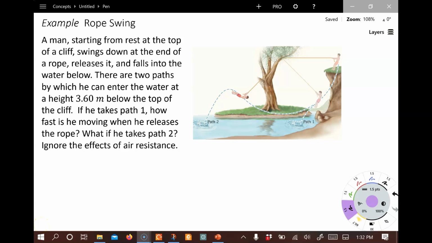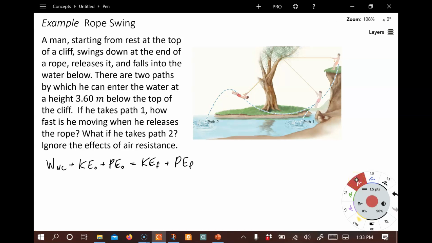Hi, this is another example of using energy methods to solve problems in a relatively simple way. Pause and read the question here. Okay, so we're going to use energy to solve this problem, so let's write down our basic equation for energy.